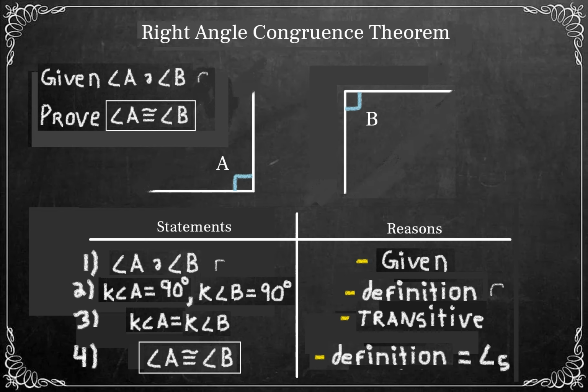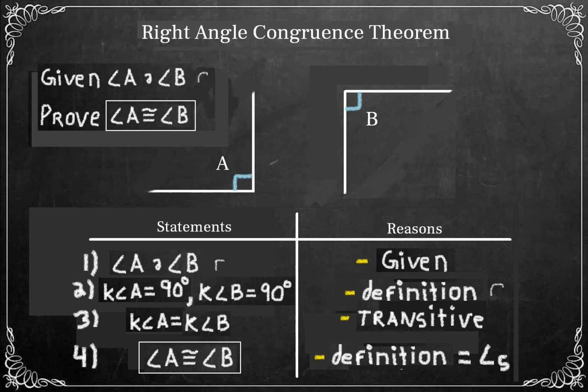Which means K angle A equals K angle B. Reason? If A equals C and B equals C, then by the transitive property, A must equal B. Finally, angle A is congruent with angle B. The reason? The definition of equality of angles. Since the white boxes match, we are done.